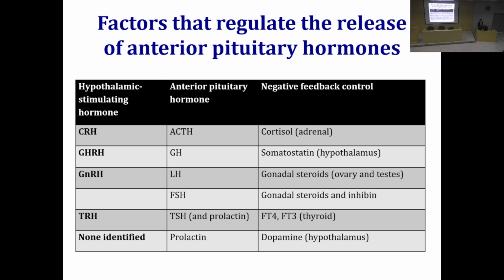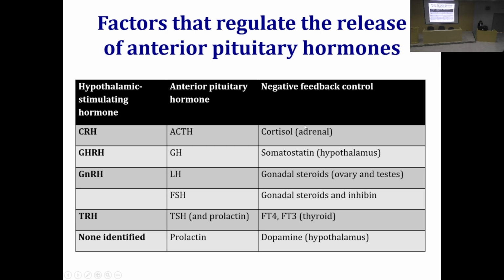Once again, these are the factors that regulate the release of those pituitary hormones that I just described. So many of them, if not almost all of them, have a stimulating hormone. What is the stimulating hormone for ACTH? It is the CRH from the hypothalamus. For growth hormone, it is the growth hormone releasing hormone. For LH and FSH, there is the gonadotropin releasing hormone, or GnRH, and for TSH, there is the thyrotropin releasing hormone, so TRH from the hypothalamus. And for prolactin, there are no identified releasing or stimulating hormones, really.